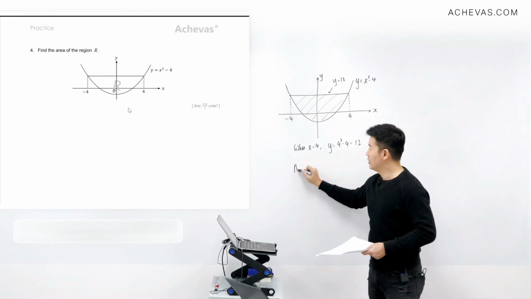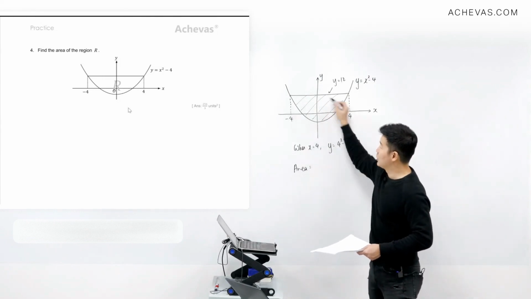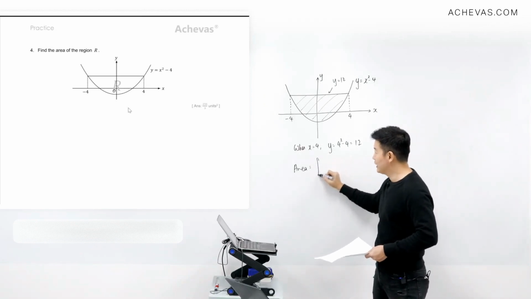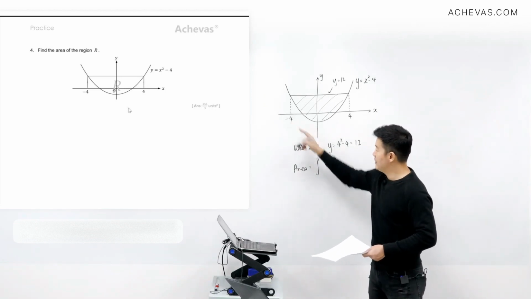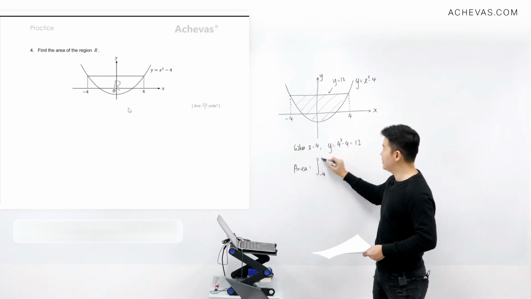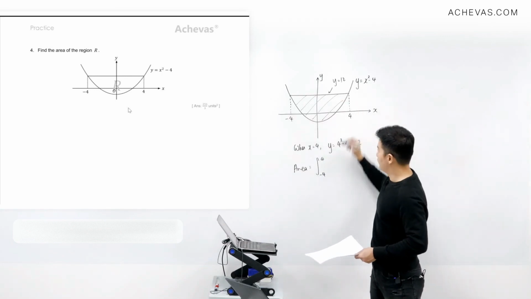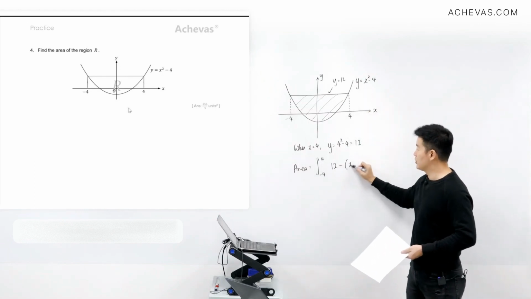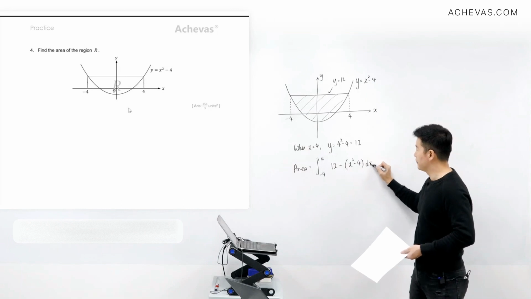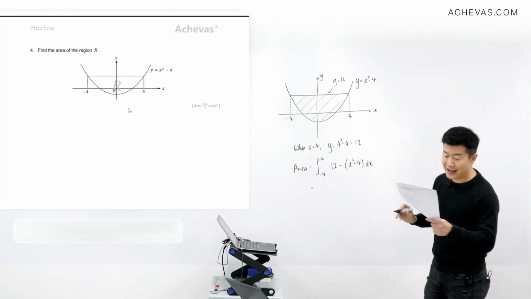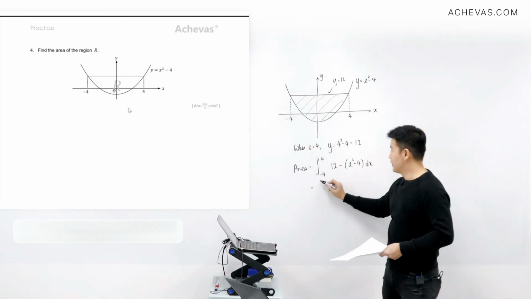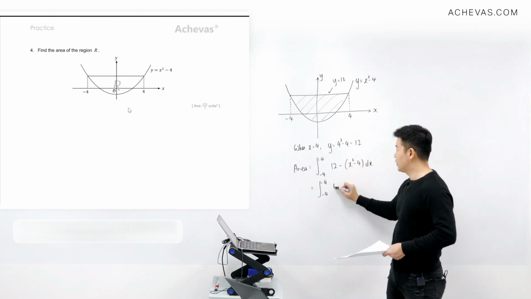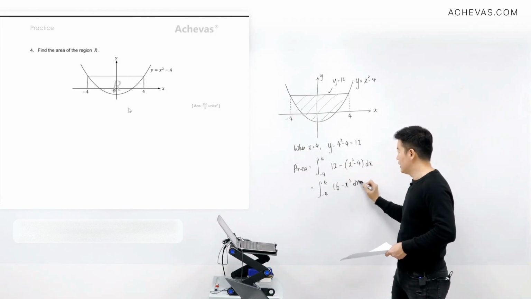So to find the area of this region R, this shaded region here is the region R. To find the area of this region R, we will just need to do an integration from the lower limit, which is going to be minus 4, to the upper limit, which is 4. And I'll take the top graph, which happened to be just 12, a constant 12, minus away the bottom graph, which is going to be x squared minus 4. So let's work this out. This will give us the exact area of this region here. So this is going to be integration from minus 4 to 4 of 12 plus 4, this is going to be 16 minus x squared dx.